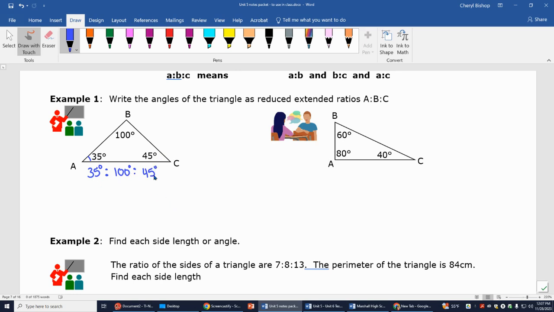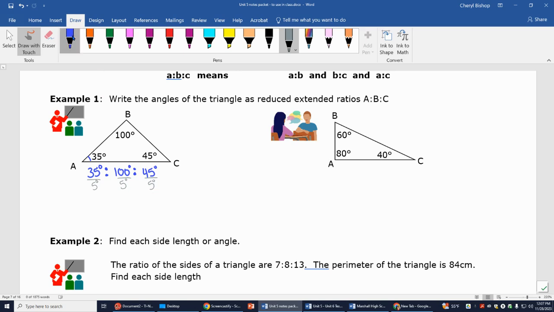Okay, so now, because my calculator doesn't reduce ratios, what can I divide all of these by so that I can reduce this? So 35, 100, and 45, those are all divisible by 5. They're also all degrees, which means I can divide them all by 5 degrees.